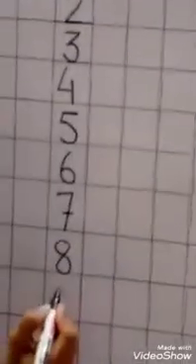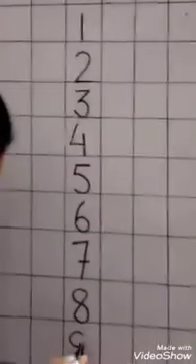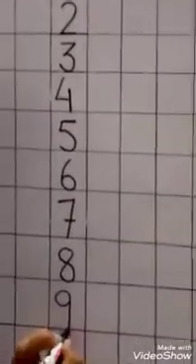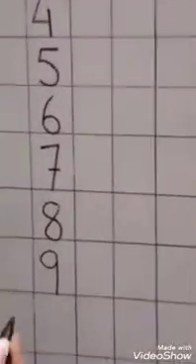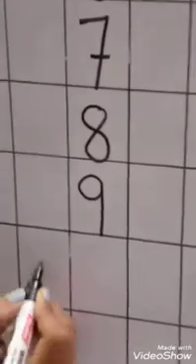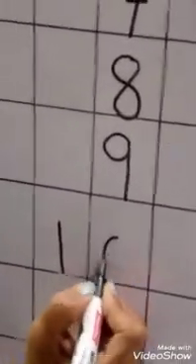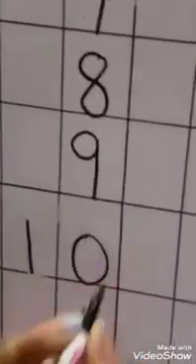8. Make a S and make 8. Now we will write 9. 9. And हम 10 कहाँ पे लिखते हैं? Yes, 1 over here. Make a standing line and make a circle touching the bottom line. This is 1, 0, 10. अब हमने 10 तक counting लिख ली.